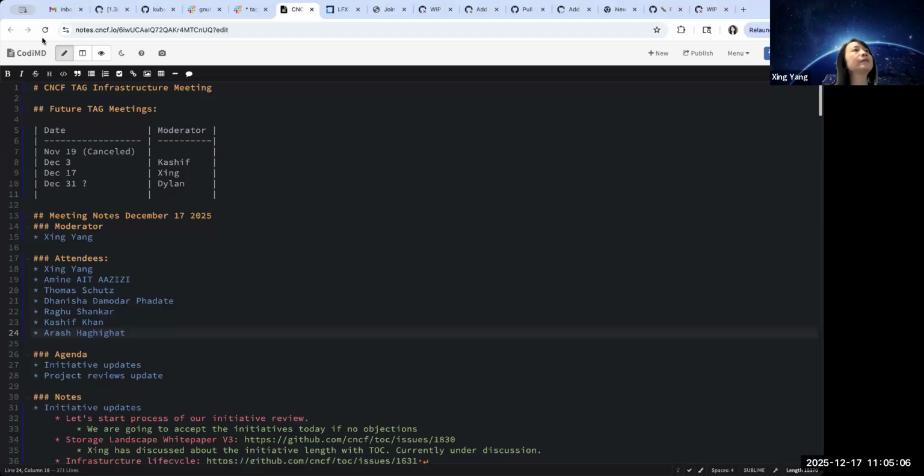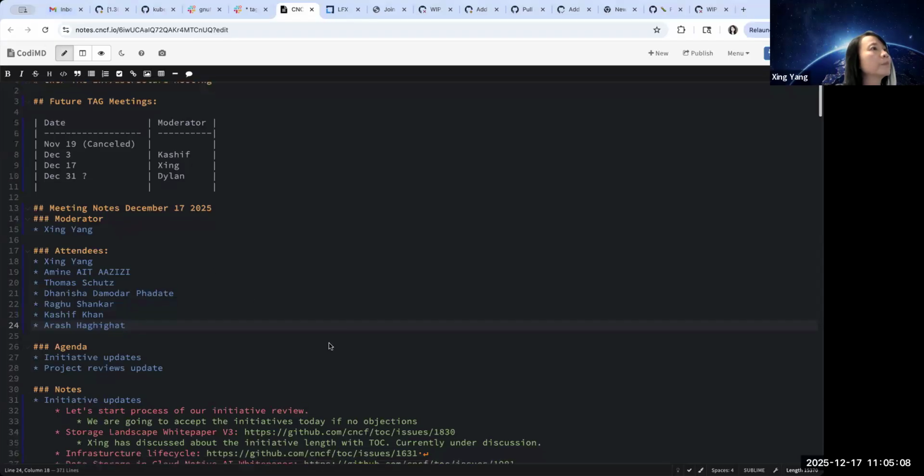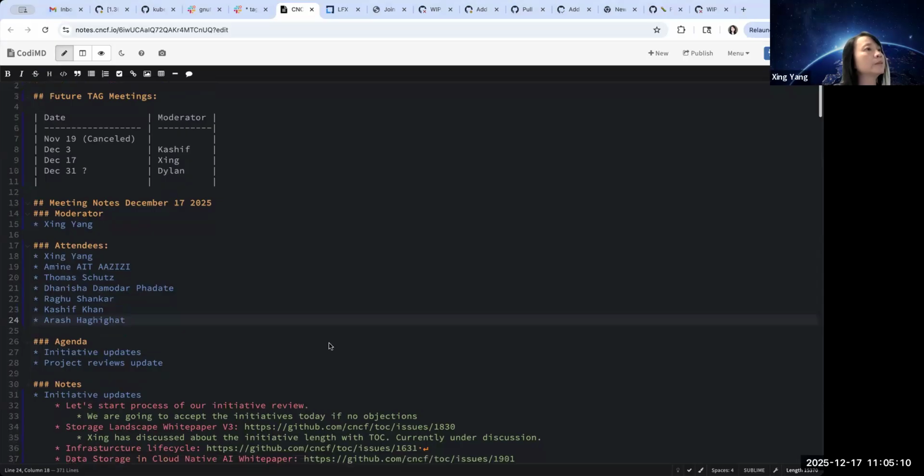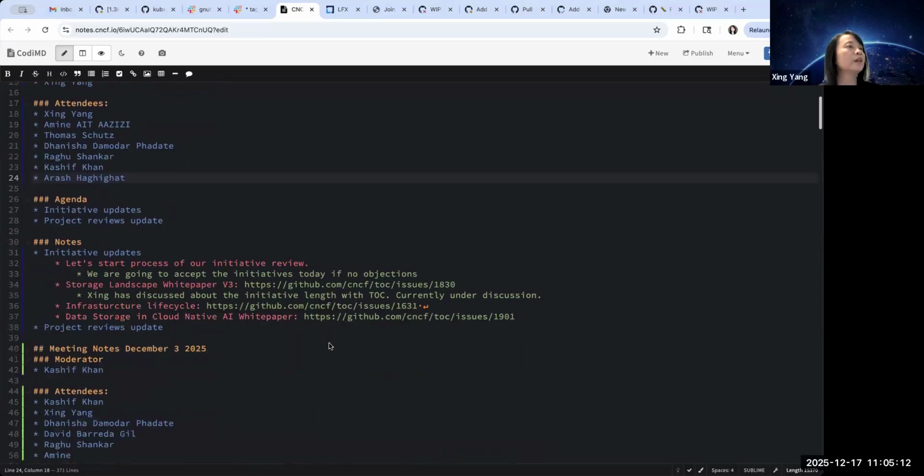All right, let's get it started. Today's agenda, let's just go over the initiatives. In the last meeting, we said that we are going to accept initiatives today if there are no objections. So I have not heard any objections, so let's just go over them.